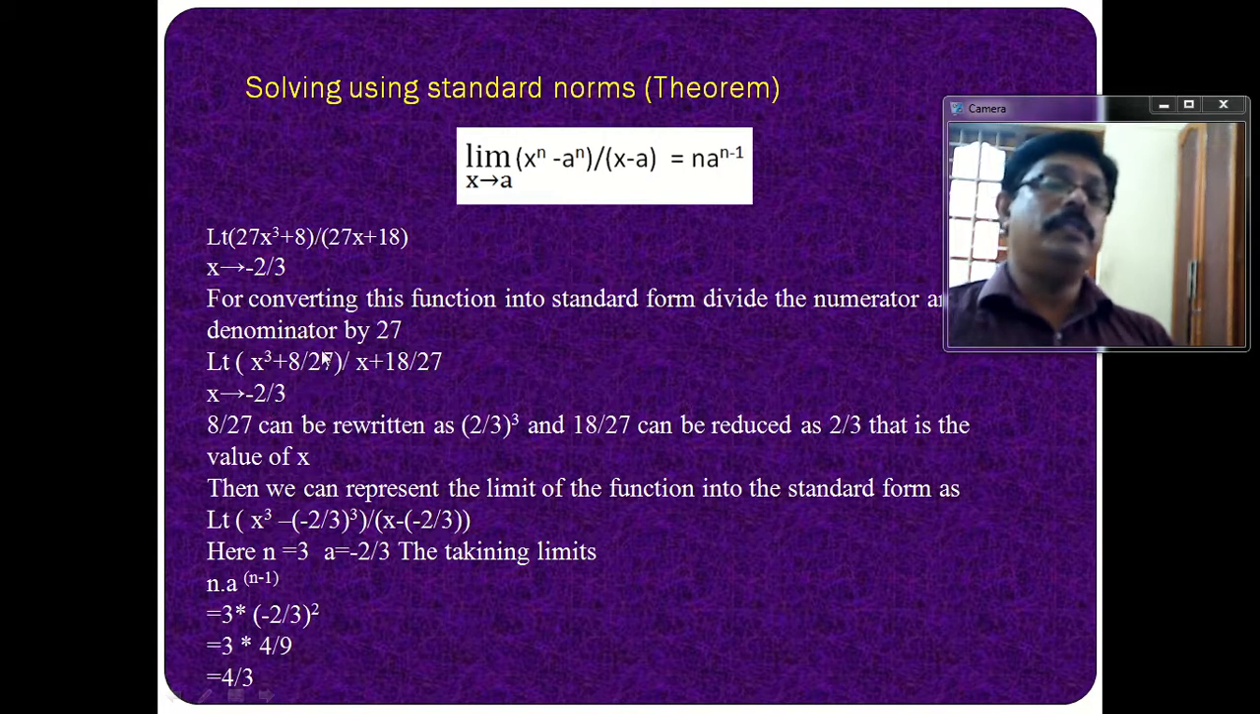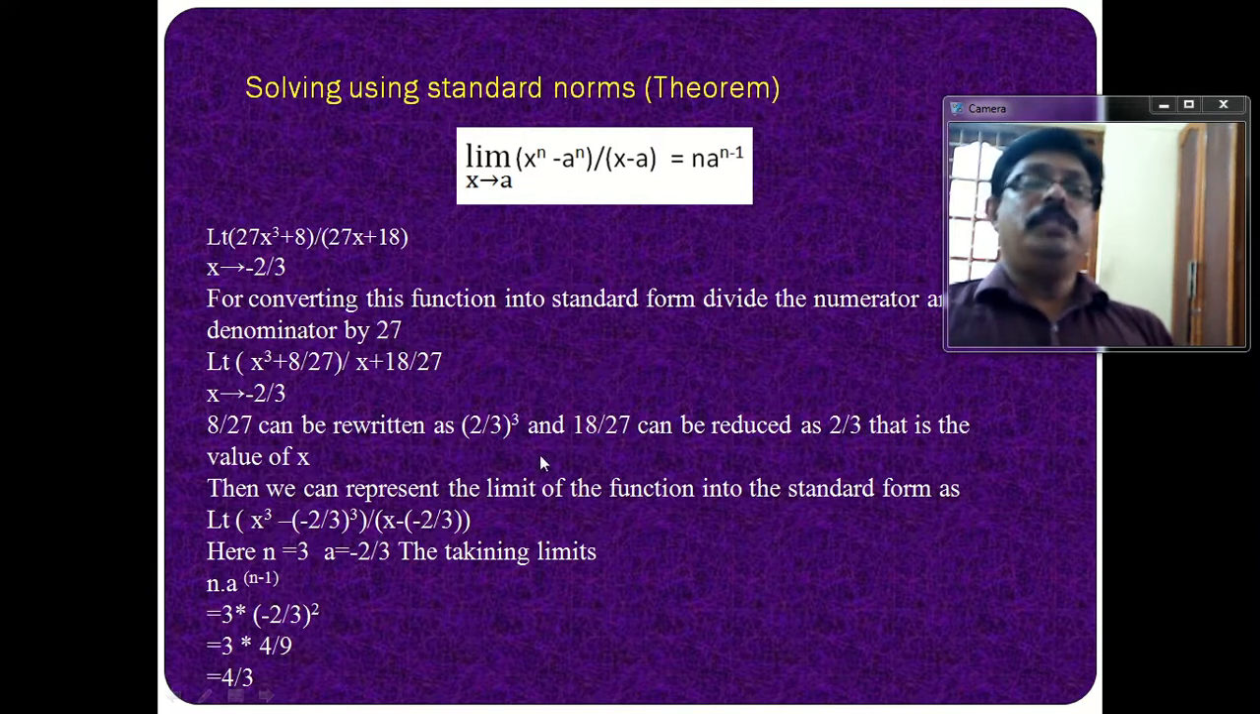So now this fractional value should be converted into minus 2 by 3 format. So 8 by 27 can be expressed as 2 by 3 the whole cube, because 2 cube is equal to 8 and 3 cube is equal to 27. So this is also equal to 8 by 27. So 8 by 27 can be rewritten as 2 by 3 cubed, and 18 by 27 can be reduced as 2 by 3, since 9 into 2 is 18 and 9 into 3 is 27. So that is equal to 2 by 3.